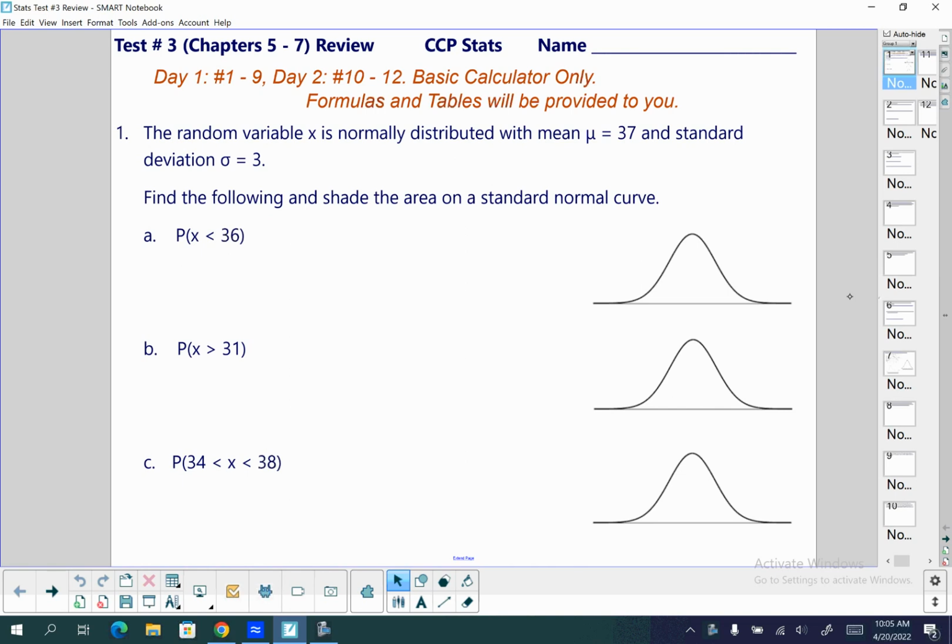So 10 to 12 is day 2. I think it says it on your paper there at the very first slide, right above the first problem. Yep. So 1 through 9, day 1, Friday. 10 through 12, day 2, Monday. Okay, and then bonus is due on Monday too, if you want a little extra practice on that. Okay, good. Basic calculator on both.